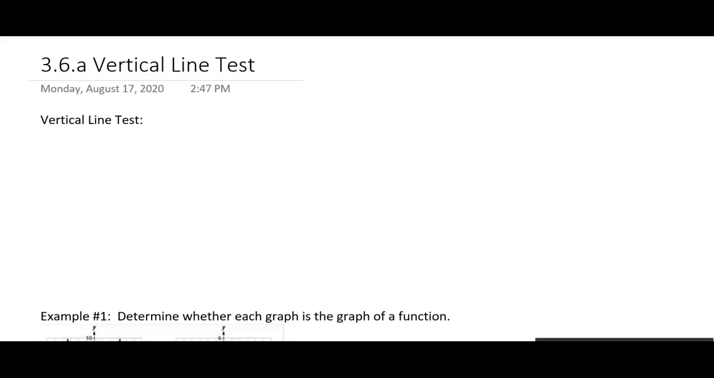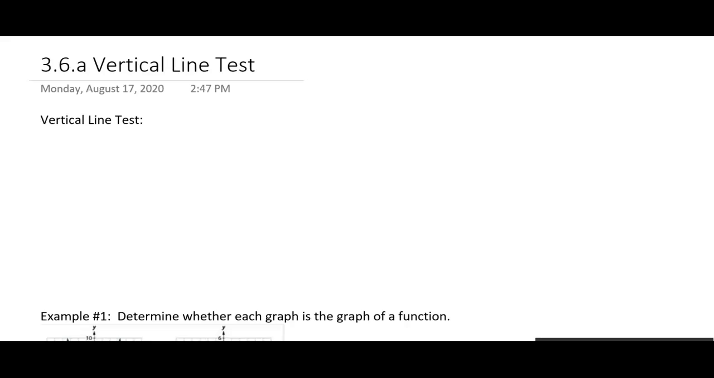So now we're going to talk about the vertical line test. And this is to help us determine whether the graph of a function is a function or not. I guess I should say the graph of a relation, to determine whether it's a function or not. If it's going to be a function, it has to pass what's called the vertical line test. And it's based on the graph.